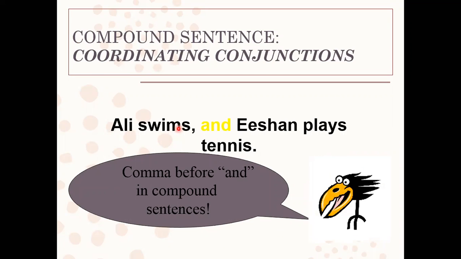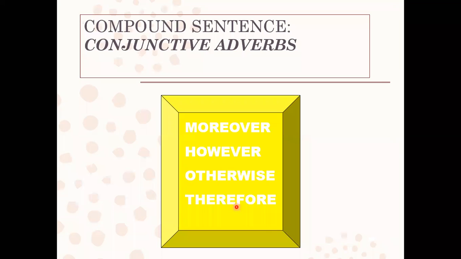So you have to remember something about this type of sentence. Compound sentence with coordinating conjunction: Ali swims, and Ishan plays tennis. You have to use a comma before "and" in compound sentences. Whenever you are using any compound sentence, you have to use a comma before the coordinating conjunction. There is "and" used as a coordinating conjunction. So before "and" there is a comma. You have to use a comma like that.